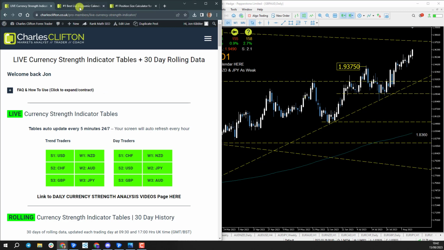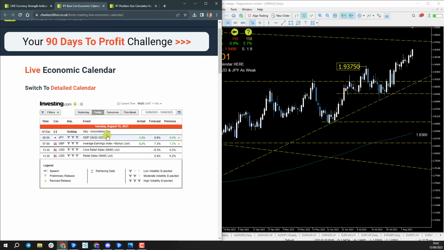We do have a little bit of data on the board today. You can see that we've got core retail sales coming up this afternoon in the US, so we do have to be aware of that. So we could see some kind of swing in that particular market, considering that core retail sales is forecast to come in lower and the retail sales is meant to come in a little bit higher, so they might cancel each other out in a way. But we'll see what happens there.